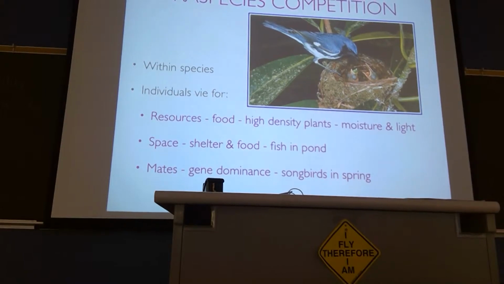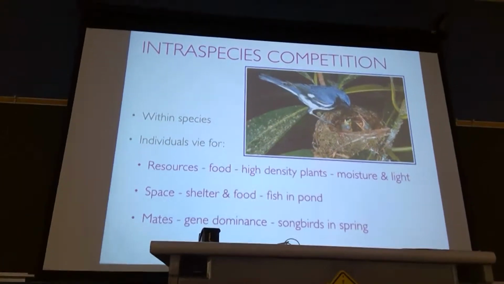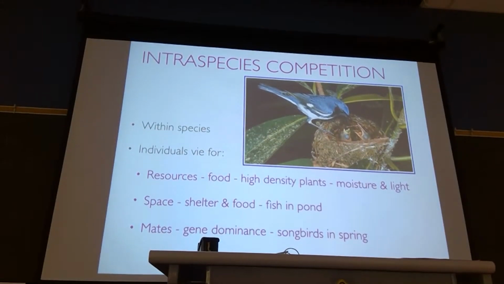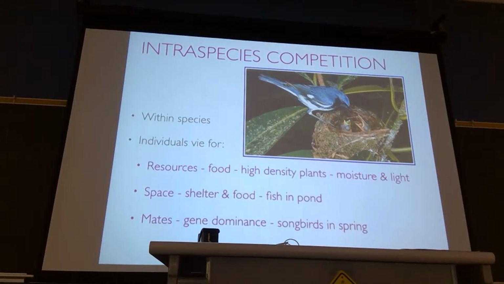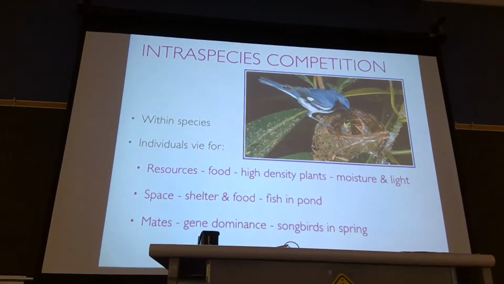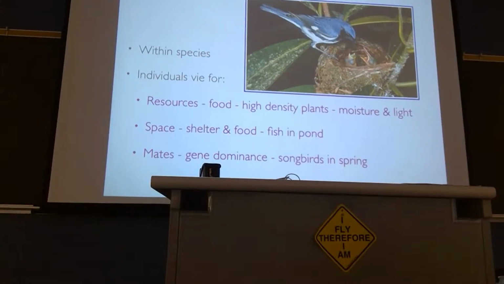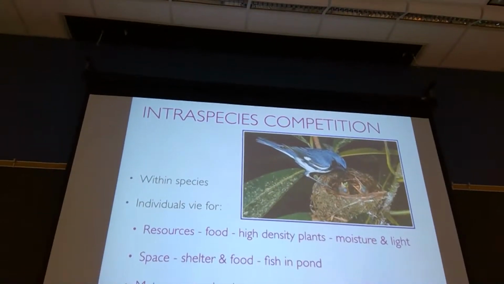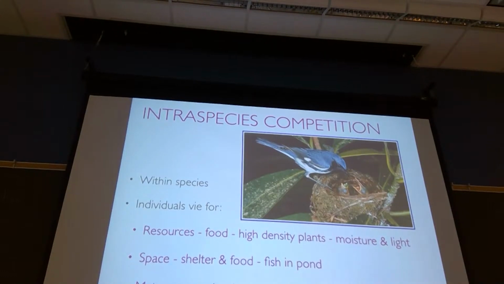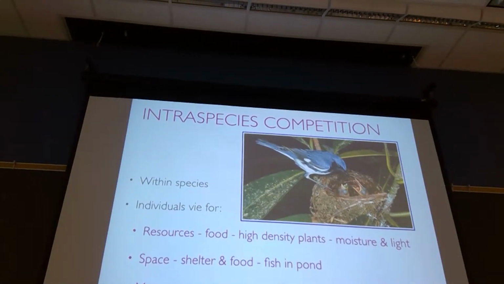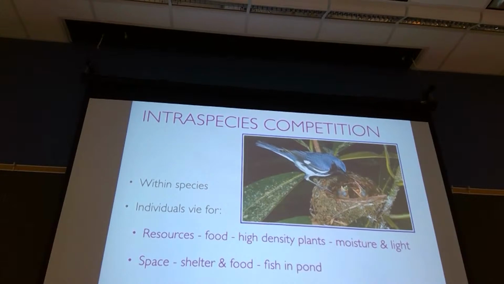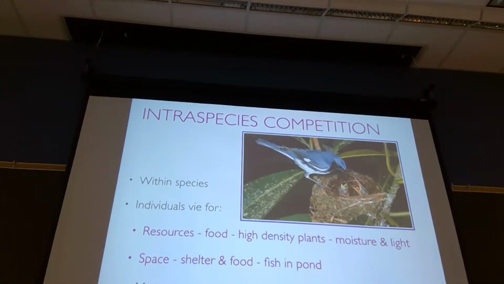This can be really problematic, even for high density plants, right? Plants are vying for basic resources of moisture and light. The same abiotic factors that we measure in the environment are these limiting resources for organisms. They set the carrying capacity and the level of competition. Individuals of the same species fight with each other for space, okay, for access to shelter and for access to food that comes with that space ownership.